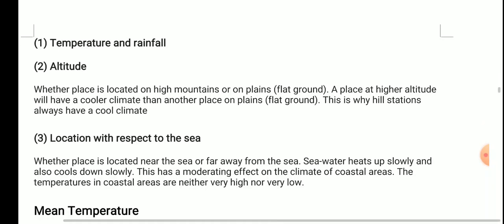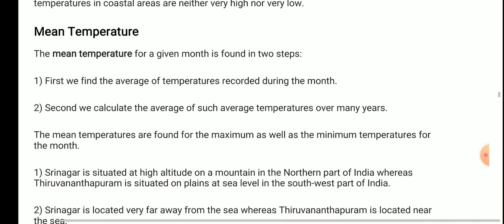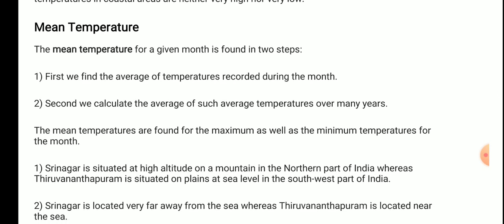Let's move on to the next topic: mean temperature. What do you mean by the term mean? The term mean refers to average. Okay, so the mean temperature for a given month is found in two steps. First, we find the average of the temperatures recorded during the month. And second, we calculate the average of such average temperatures over many years.